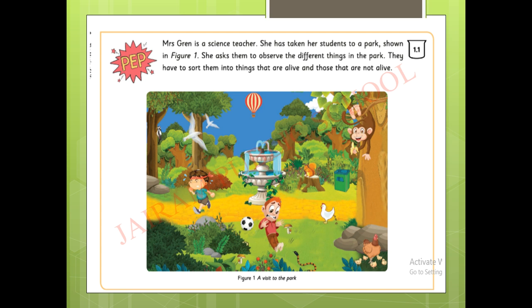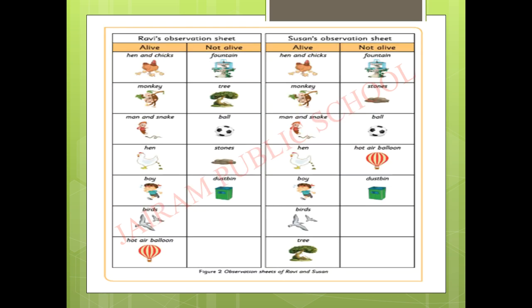Very good. Now, the ma'am asked the students to make a list of living things and non-living things. Let us see what happens. Here, Ravi and Susan are two students in the class. They have prepared the chart. Now let us see whether the chart prepared by them is correct or not. First we can observe Ravi's chart. He has marked hen and chicks as alive, monkey is alive, man and snake are alive, hen is alive, boy is alive, birds are alive, hot air balloon.